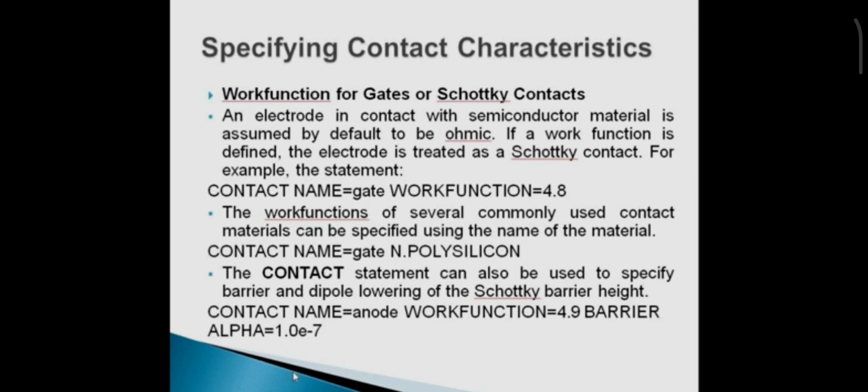For example, you can see: contact name=anode work function=4.9 barrier alpha=1E-7. This statement sets the work function of the Schottky contact named anode to 4.9 electron volt. This will enable barrier lowering and set the dipole lowering coefficient to 1 nanometer.